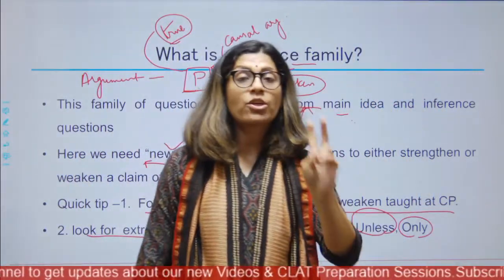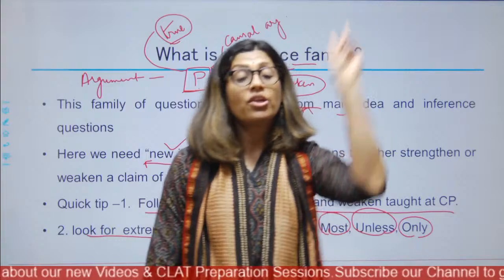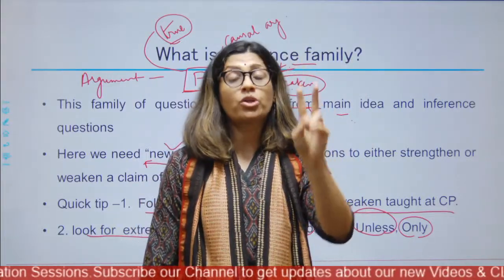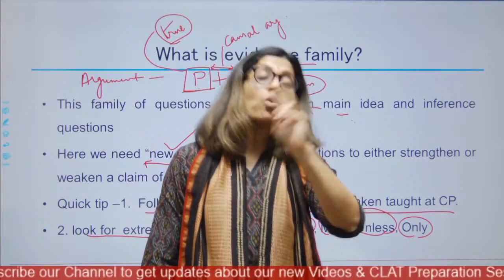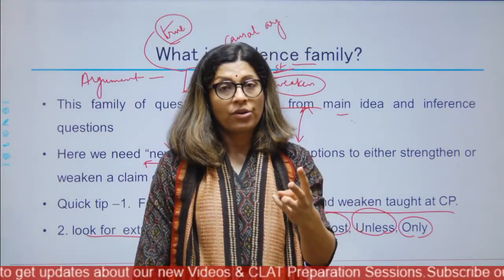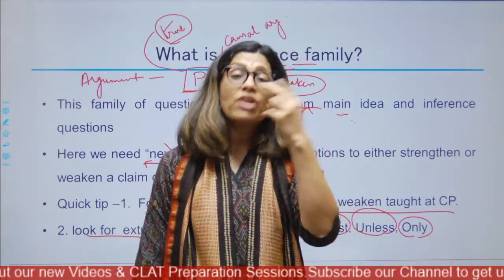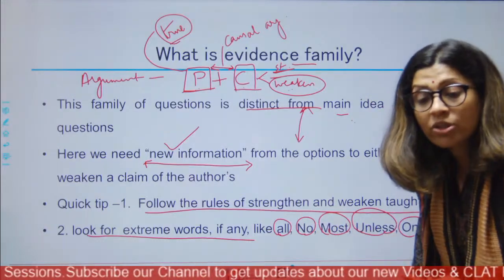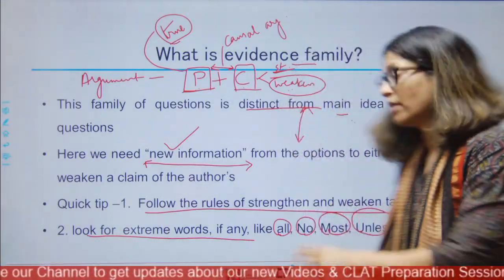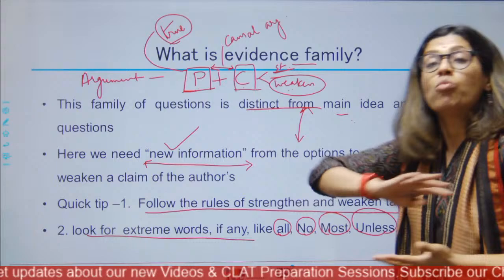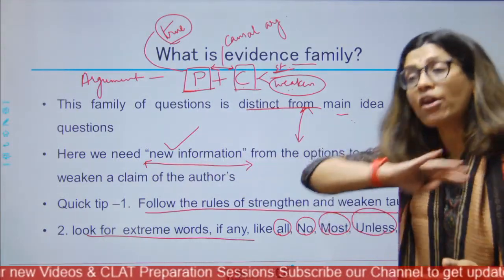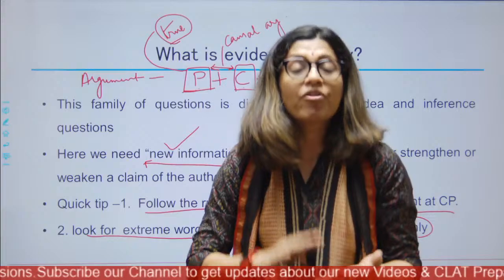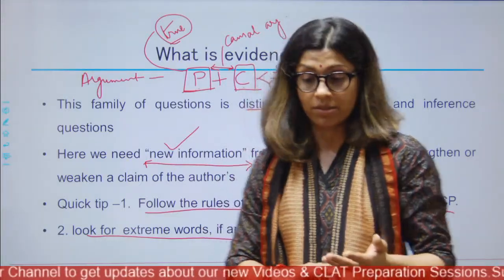So the two things that you take from this slide are, there will be new information because you need a new option to challenge or a new option to strengthen the premise and conclusion relationship. And two, best method to challenge or to strengthen is give an option that says most people follow this. None of them follow this. All, no, most, these type of words will be there in your answers.